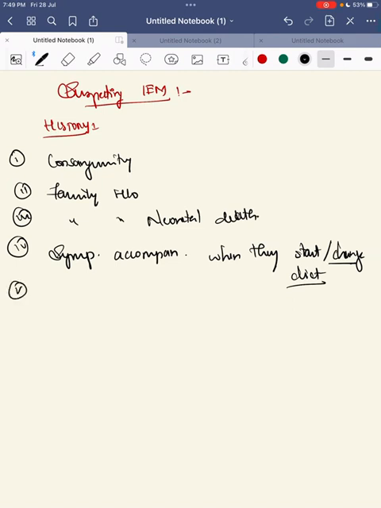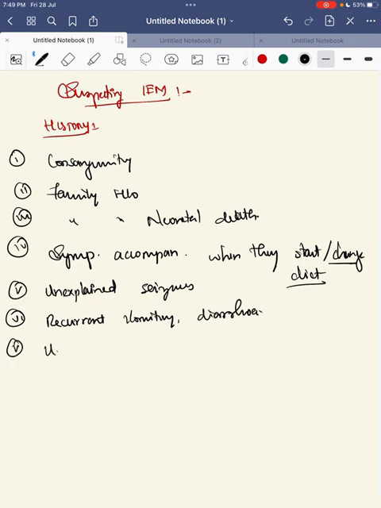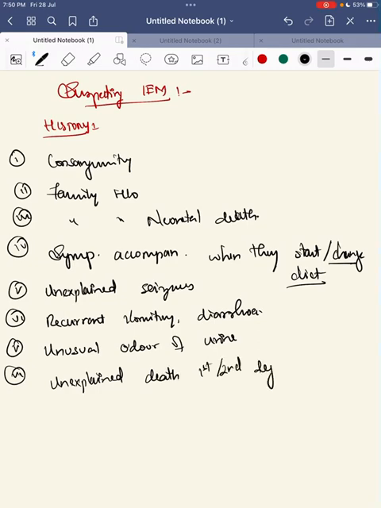Fifth, when the child has unexplained seizures, or recurrent vomiting and diarrhea, or unusual odor of the urine, or when there is an unexplained death in first and second degree relatives, or when the mother has acute fatty liver or HELLP syndrome during pregnancy.